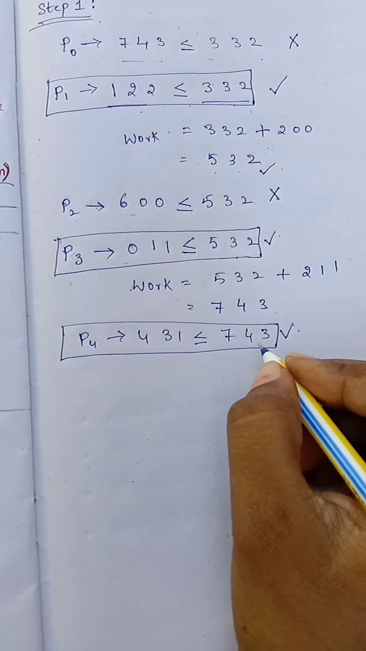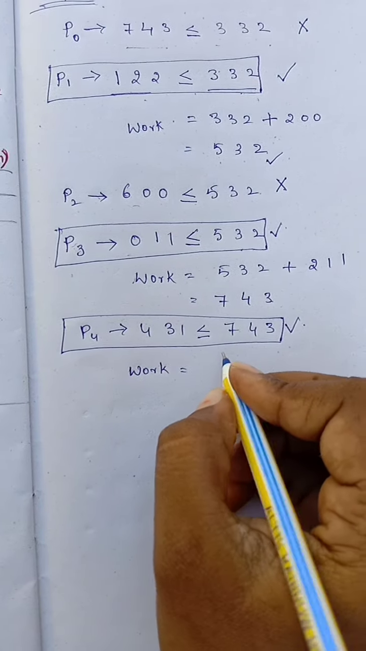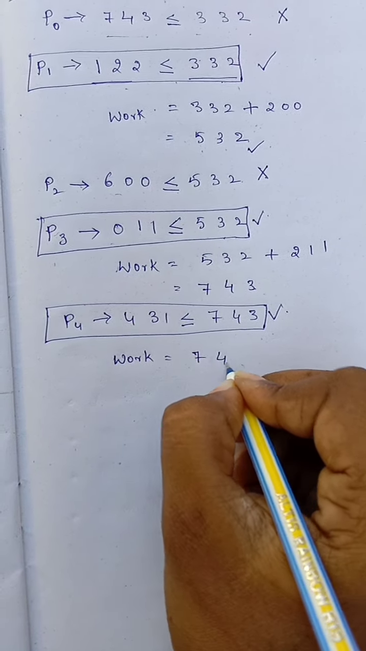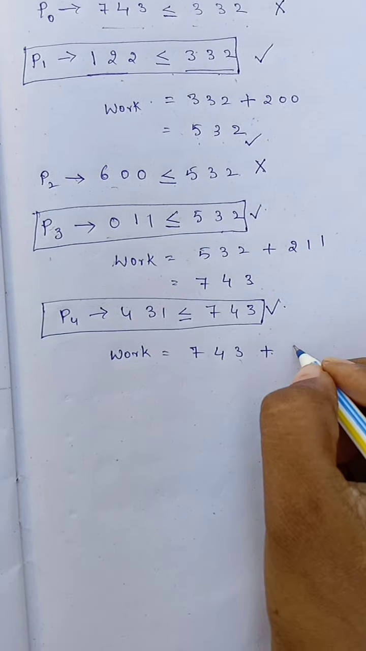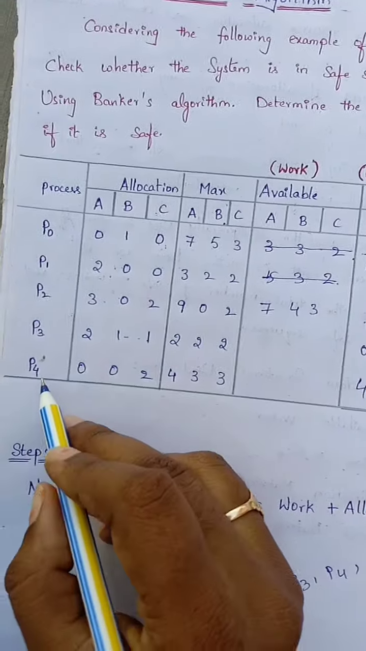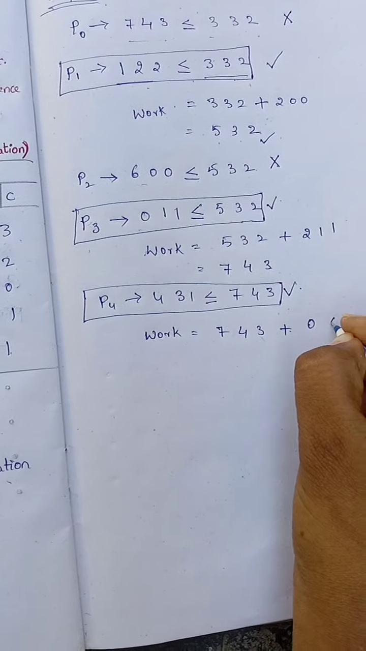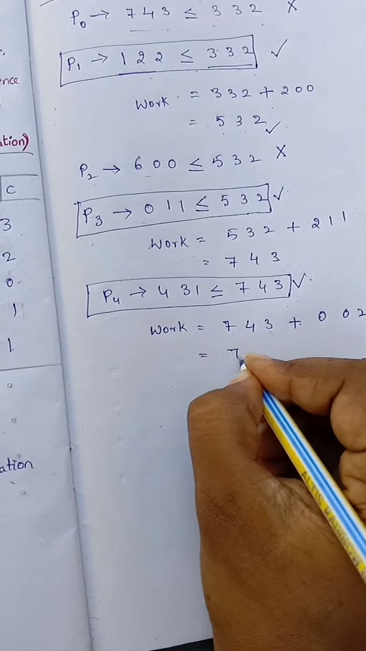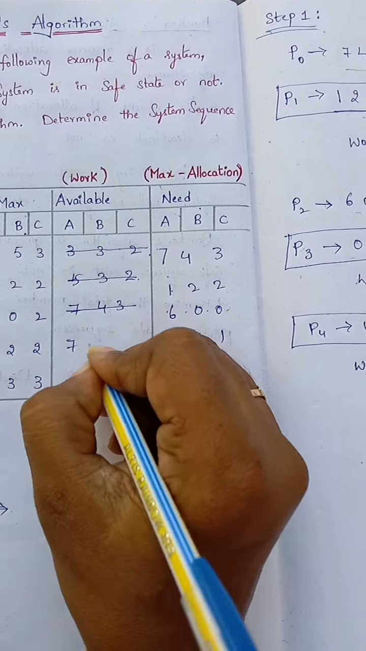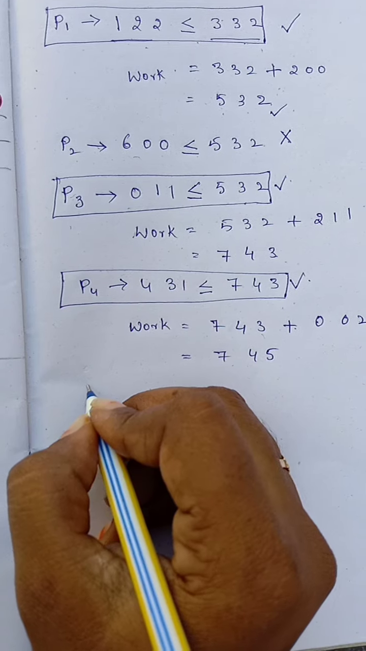Next, as the P4 condition is true, we have to calculate the new work. Update in the table: 7, 4, 3 plus allocation of process P4. Allocation of process P4 is 0, 0, 2, which is equal to 7, 4, 5. So the new work should be updated in the table as 7, 4, 5. Next, let us move to the next process.